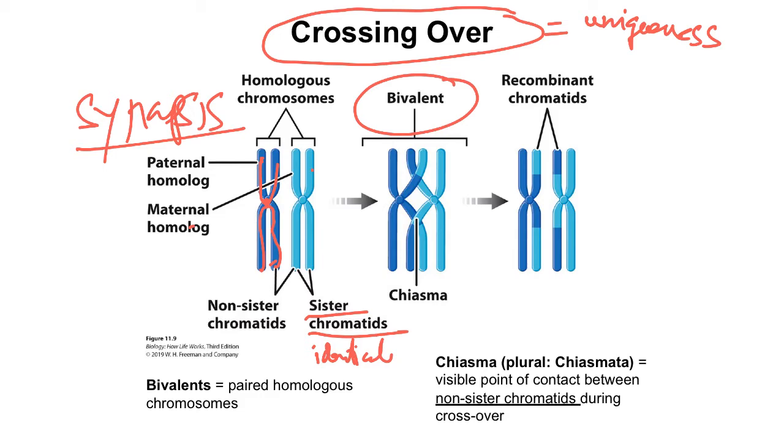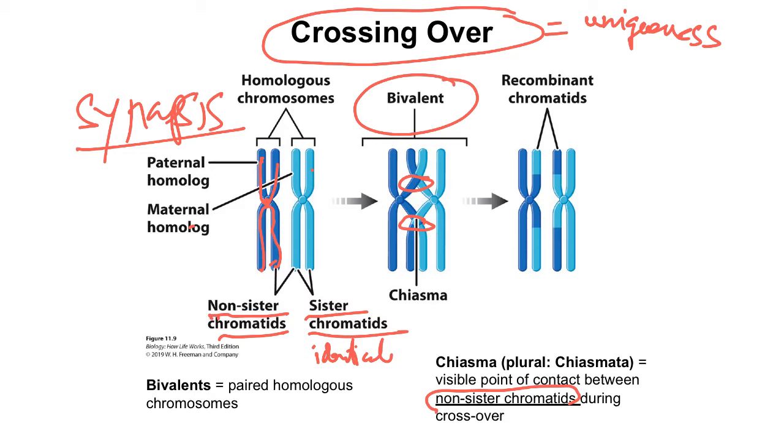in contact with each other. In other words, the non-sister chromatids will start to establish physical contacts called chiasma, or the plural, chiasmata. And these are the visible points of contact between non-sister chromatids. So I emphasize here, non-sister chromatids during crossing over.